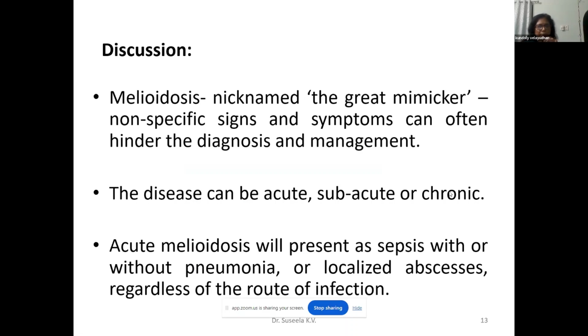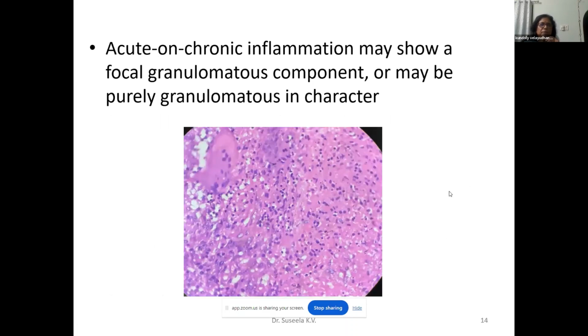Acute melioidosis will present as sepsis with or without pneumonia, or localized abscesses, regardless of the route of infection. Acute and chronic inflammation may show a focal granulomatous component. You can see multinucleated giant cells, or it may be purely granulomatous. So pathologists may get the impression of tuberculosis and report it as tuberculosis.